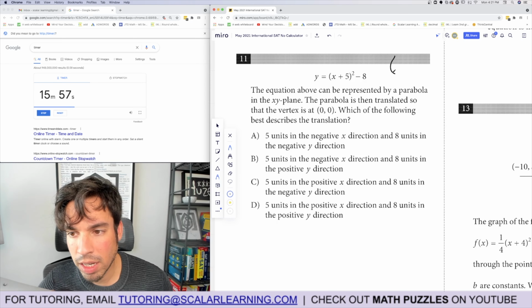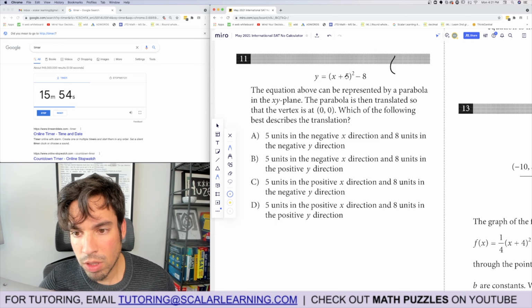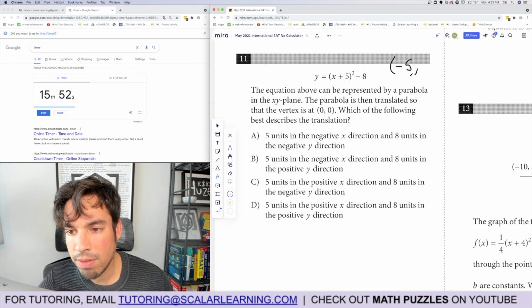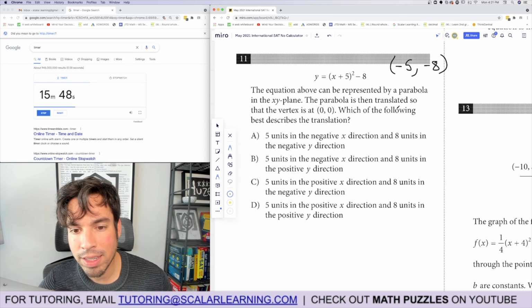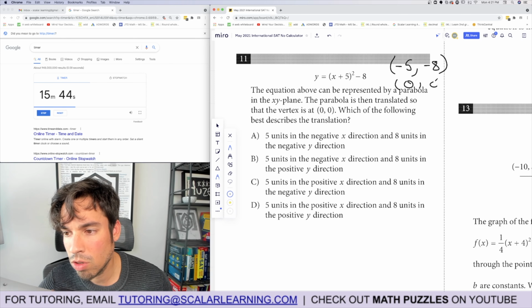Hold on. The current vertex. Okay. First of all, the current vertex is at -5, whatever's the opposite of this, comma -8. Then we're translating it so that the vertex goes to 0, 0. So we're going from here to 0, 0.